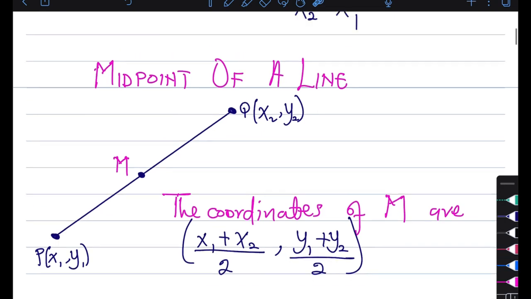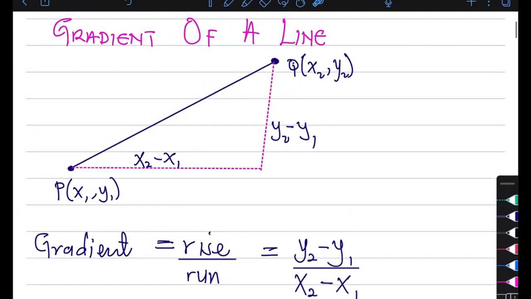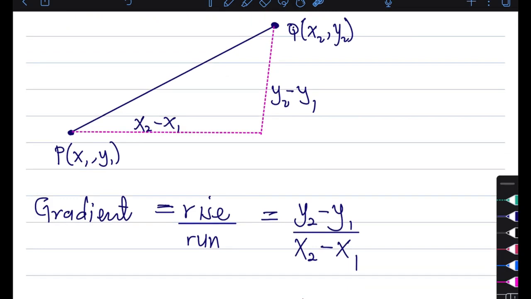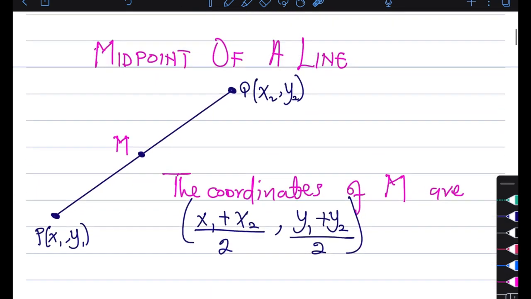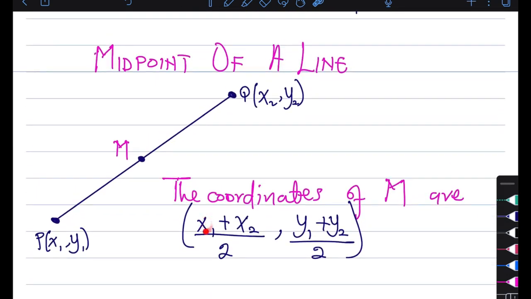All right, that reminds me, let's go back to the gradient. I want to highlight something. If you look at the gradient, y2 starts and x2 starts. Do not start with y2 and then start with x1. You will get a wrong answer. All right, so to find the midpoint, just add the x values and divide by 2, add the y values, divide by 2, and we're good to go.